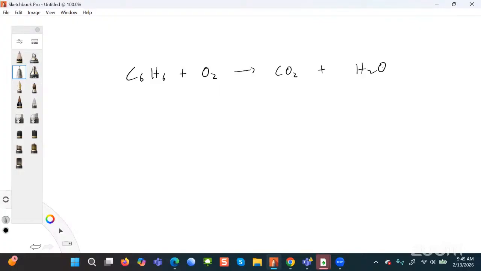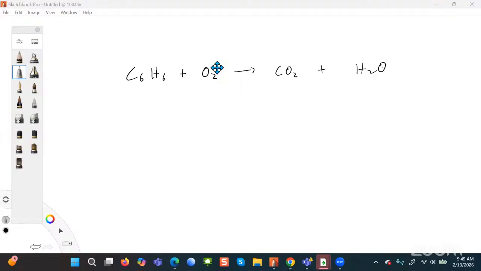Well, any ideas? Okay, let's see. Somebody's responding in the chat. Add a coefficient of 2 to the carbon dioxide? No, why would you want to do that?